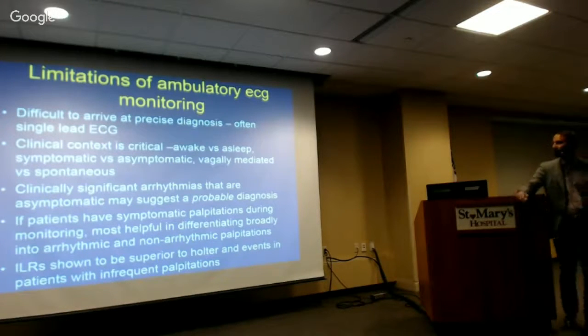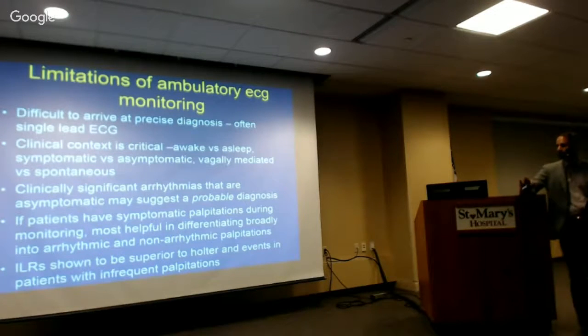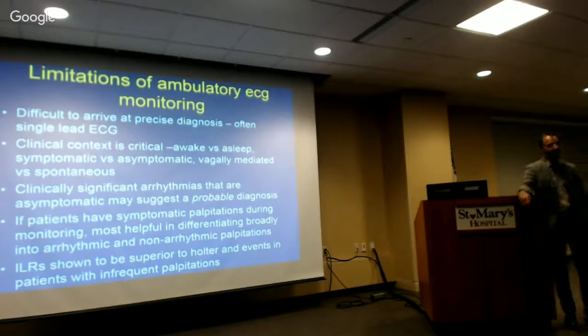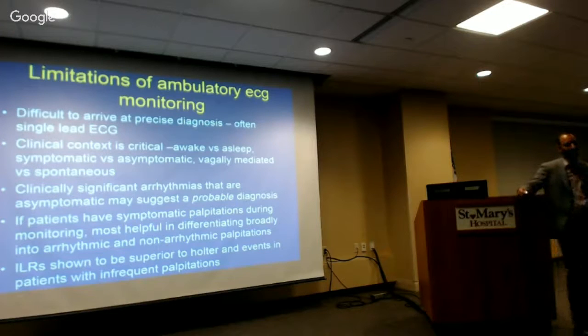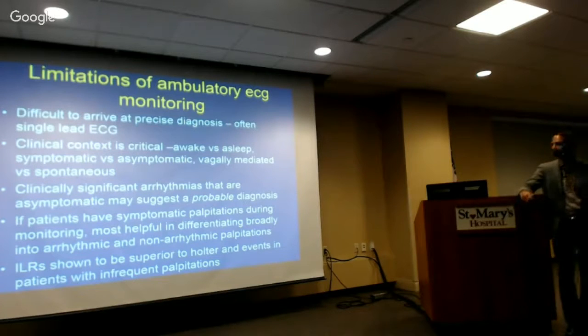Some of the limitations of EKG monitoring is it's difficult to arrive at a precise diagnosis. You might see some sort of narrow complex SVT or tachycardia, but you can't tell the mechanism. The clinical context is critical, like anything else. Is it happening when they're symptomatic? Is it happening when they're awake or asleep? If you see a 3-second, 4-second pause when someone's sleeping, and you order it for syncope, it doesn't tell you that that's what's causing the syncope. It may indicate some degree of sinus node dysfunction, but they were sleeping, so maybe they were apneic, or maybe they had high vagal tone at that time.